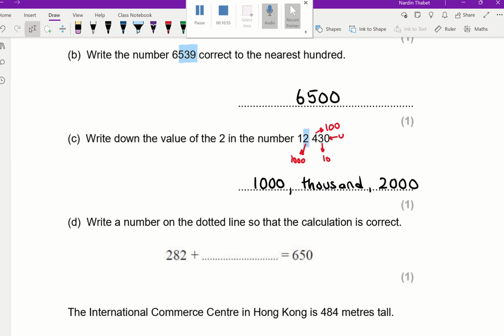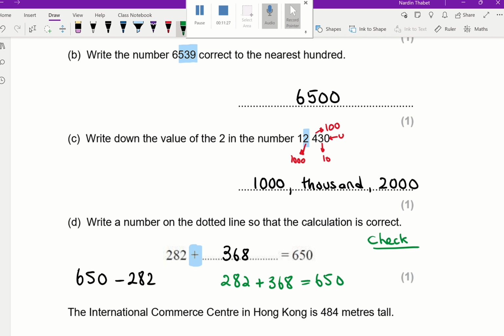Then it says write a number on the dotted line so that the calculation is correct. This is a plus, so I want to find out the difference. I will need to do the opposite. 650 minus 282, you can put that into your calculator and you get 368. And to be sure, make sure you check. Does 282 plus 368 give you 650? Yes, it gives me 650. I've done it correctly.